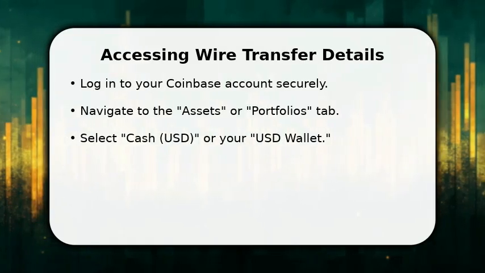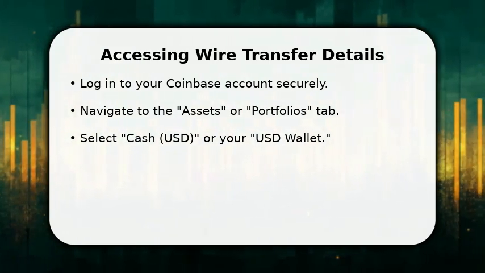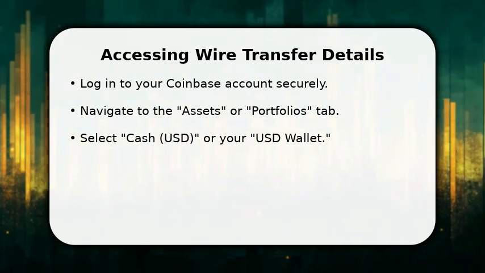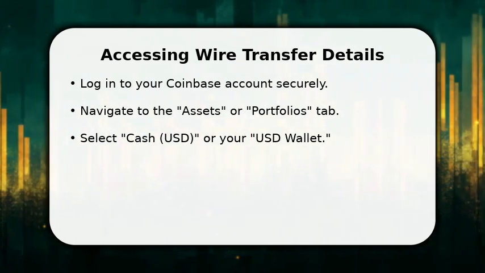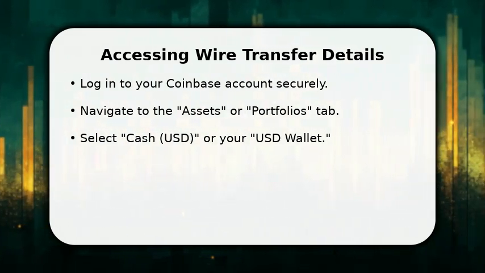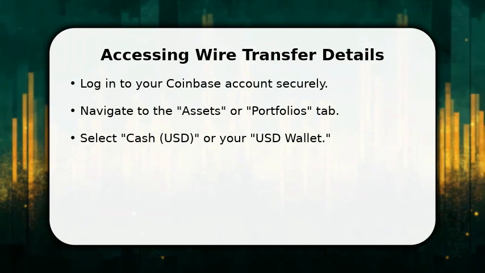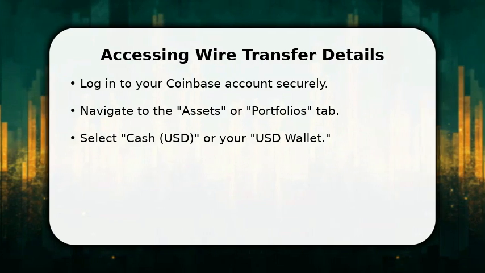In this video, I will show you how to get your Coinbase wire transfer address. First, open your Coinbase app or website and log into your account. Once logged in, you'll want to find your way to the Assets or Portfolios section. From there, select your Cash, USD, or USD wallet to begin the deposit process. This is where you'll initiate the steps to find the necessary banking information.